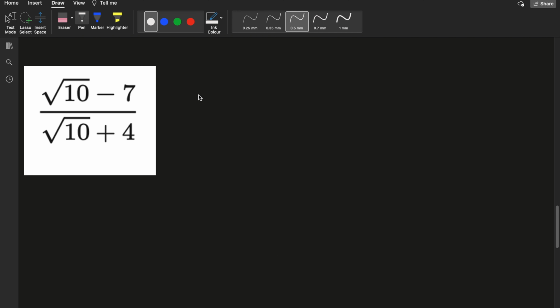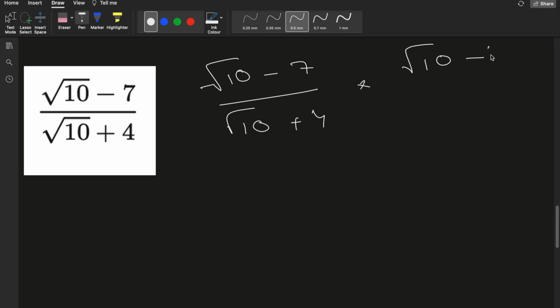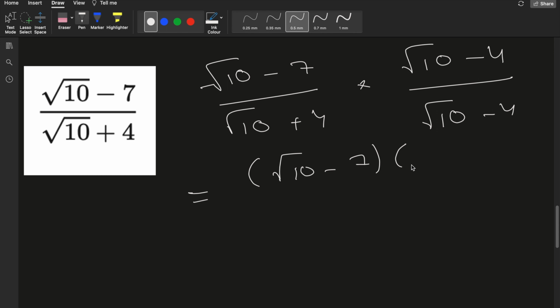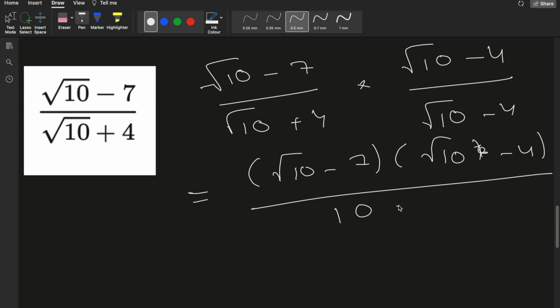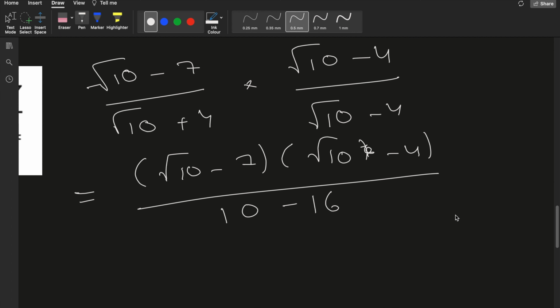Okay, so now let's solve this. Square root of 7 minus 7 divided by square root of 10 plus 4 multiplied by square root of 10 minus 4 divided by square root of 10 minus 4. This would be square root of 10 minus 7 into square root of 10 minus 4 divided by square root of 10 whole squared would be 10 minus 16.